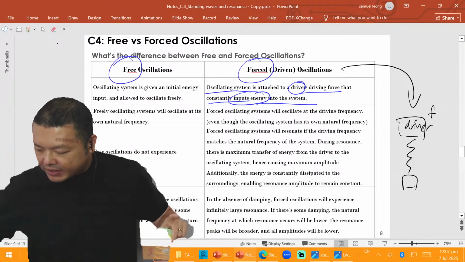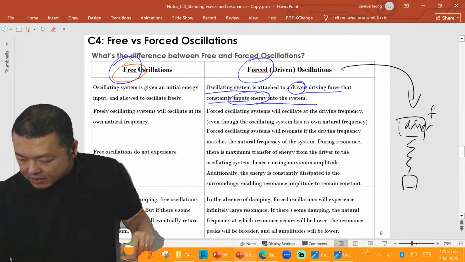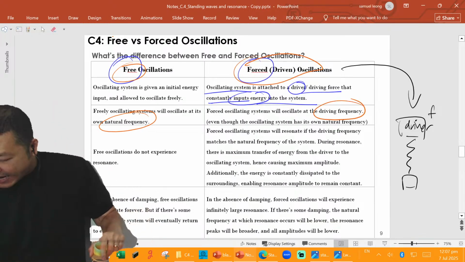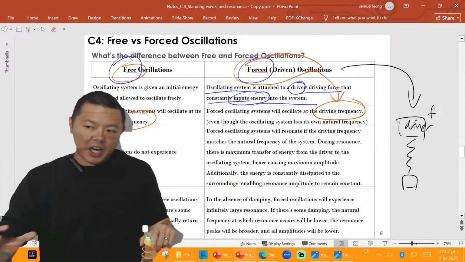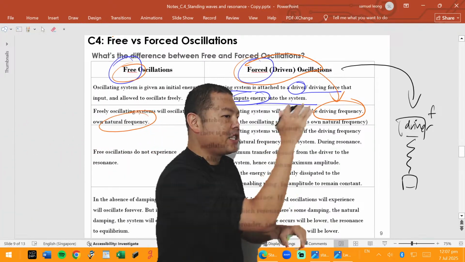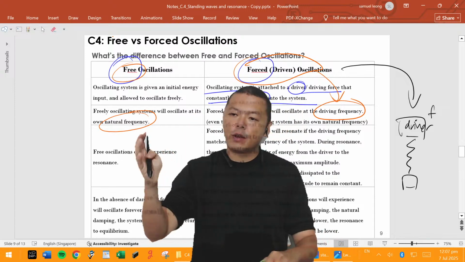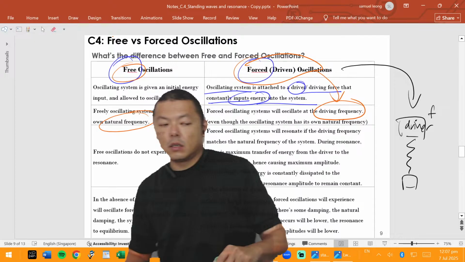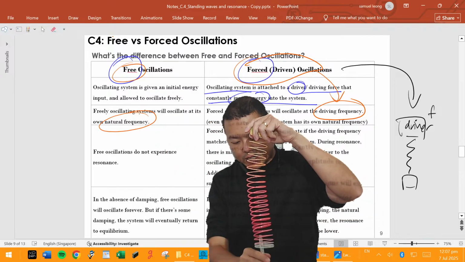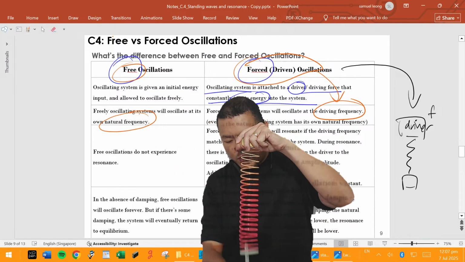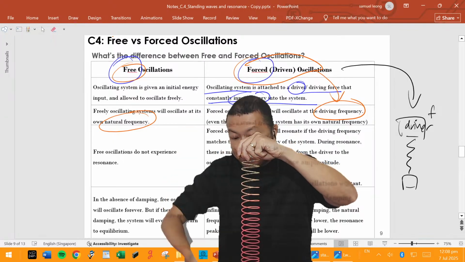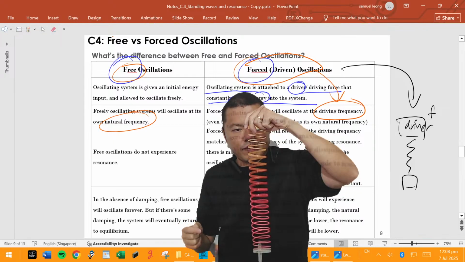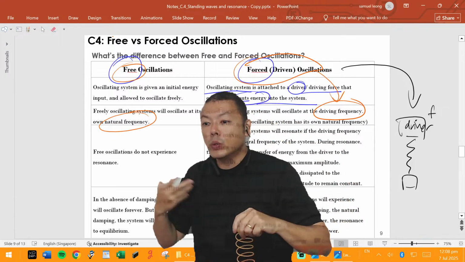So one more time, I reiterate this. Free oscillations, only natural frequency. Forced oscillations, at the driving frequency, and you can change the driving frequency. You want it to be high, you want it to be low, no problem. Again, free oscillation is a one-time energy input. Forced oscillation is the same oscillator, but now you have a driver on top, and the driver adds energy into the system continuously.